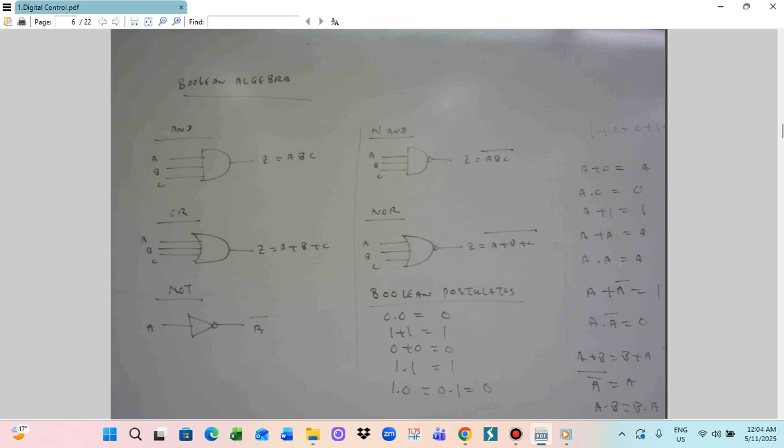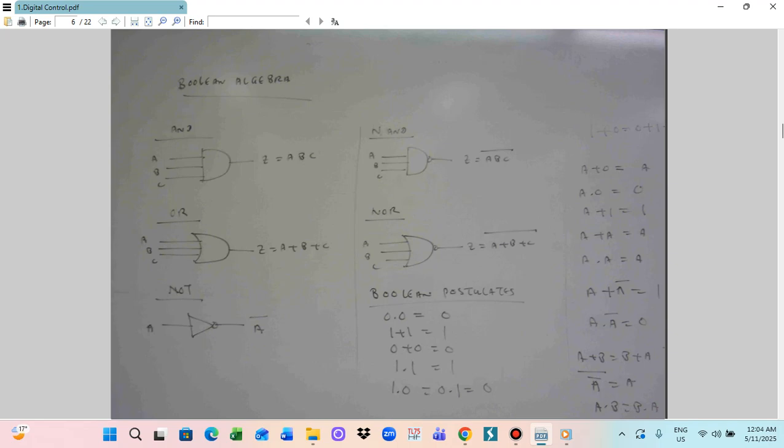And also we can utilize the NOR gate. For the NOR gate function, the inputs are A, B, C, and the output is A plus B plus C, the whole bar. So this is for the NOR gate function. So the OR gate, NOR gate, and NAND gate we can represent this way.